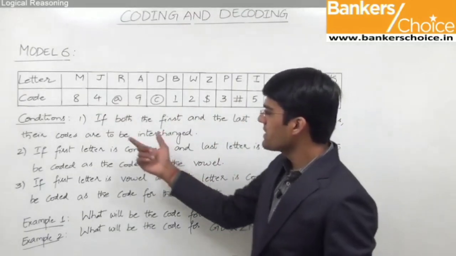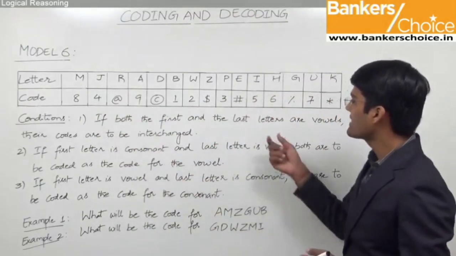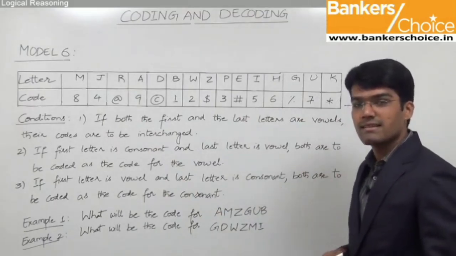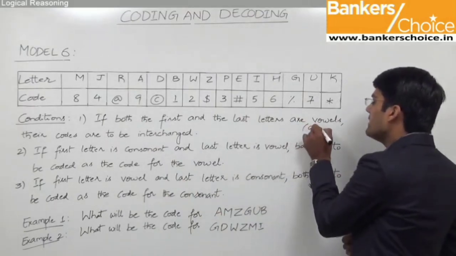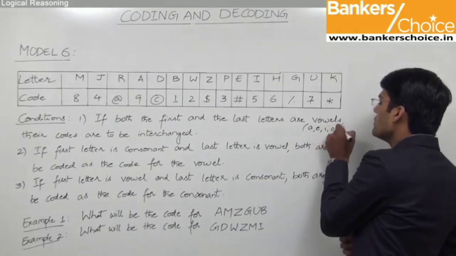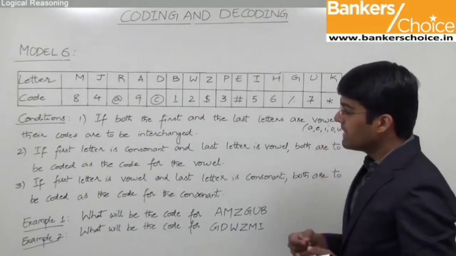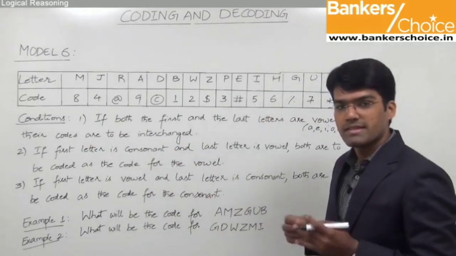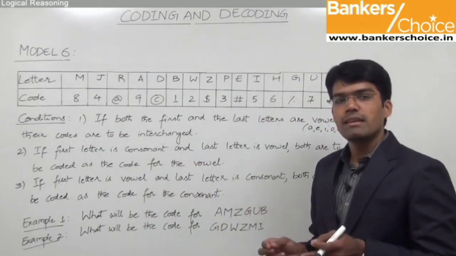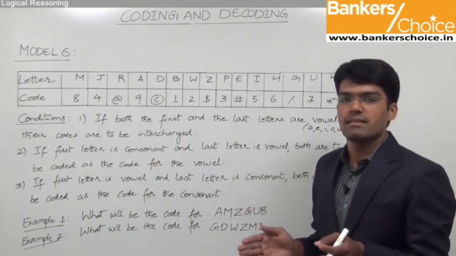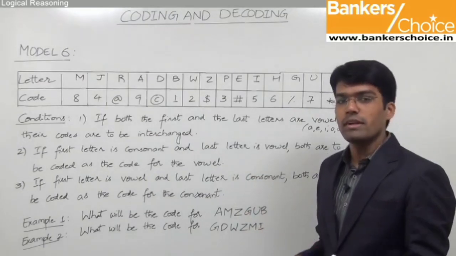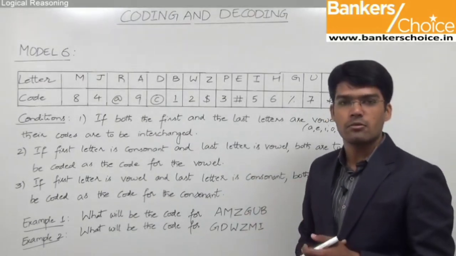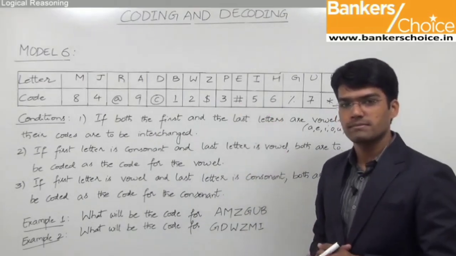The first condition is if both the first and the last letters are vowels. That means if both the first and the last letters are A, E, I, O or U, these are the 5 vowels, then their codes are to be interchanged. For example, let's assume in the given word the first letter is a vowel as well as the last letter. So we need to interchange the codes for these 2 vowels, and the remaining letters are to be coded as given in the table.